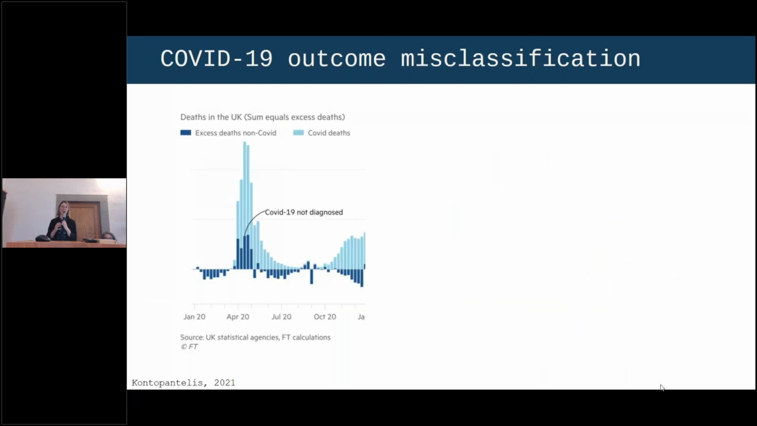So one of the biases or potential biases we were interested in looking at was outcome misclassification. This graph here shows the amount of COVID deaths over time in the UK. You can see this huge spike in April 2020. And you can also see that there's a lot of excess deaths that aren't technically COVID deaths, but we think they are. So we are effectively concerned about misclassification here.